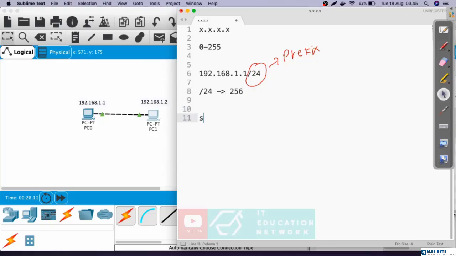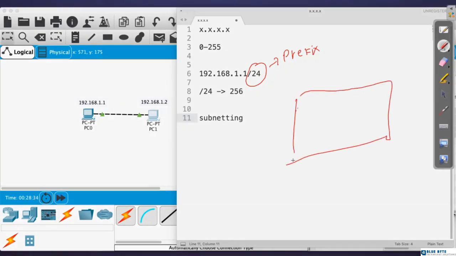Next, we will also learn about subnetting. So, what is subnetting? Subnetting is used to determine the best prefix we can use in the computer network. Let's say we have an office with 6 computers, and we want to build a computer network between these 6 PCs. The question is, which prefix is the best we can use?